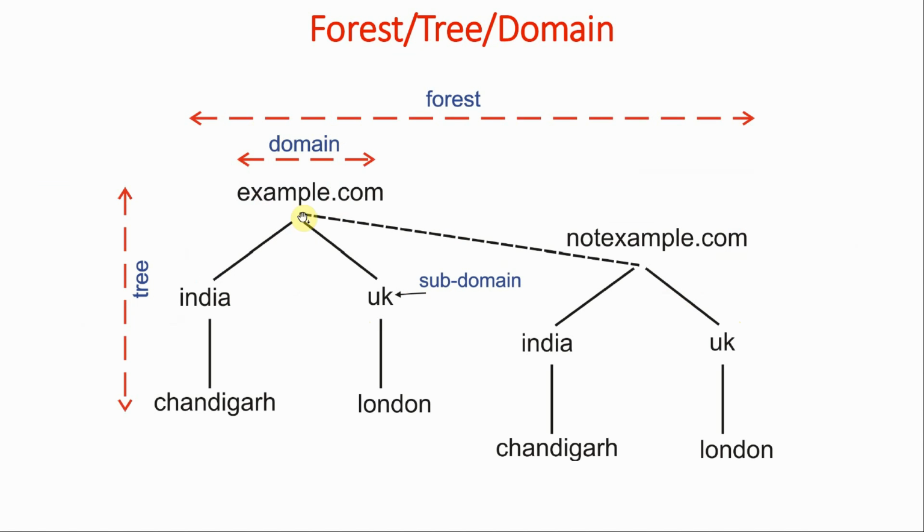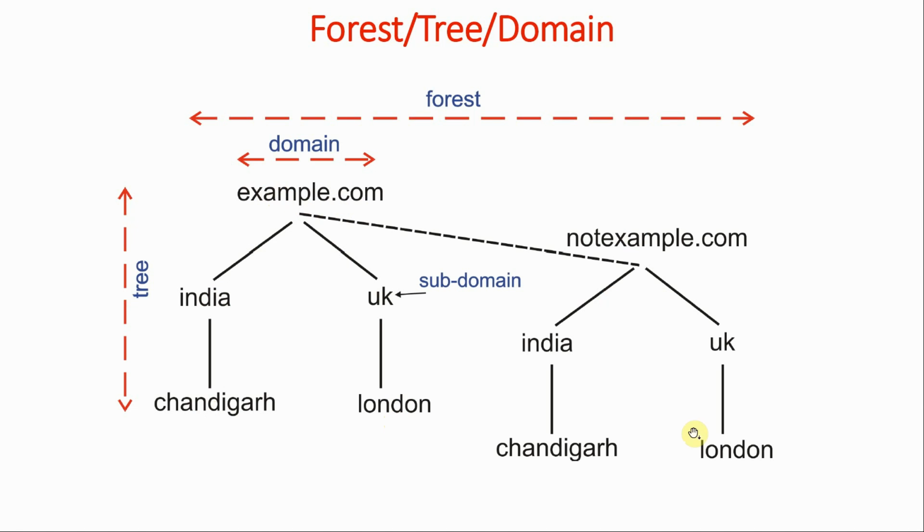It is very critical to understand forest, domain, what is forest, what is tree. We need to understand this. So again, this is our domain example.com. If I am going to create subdomain or child domain, India under that Chandigarh, then it will become chandigarh.india.example.com. This will be london.uk.example.com. That is tree like structure.